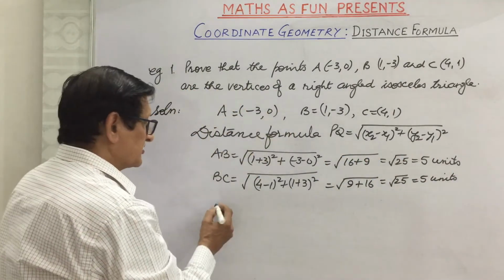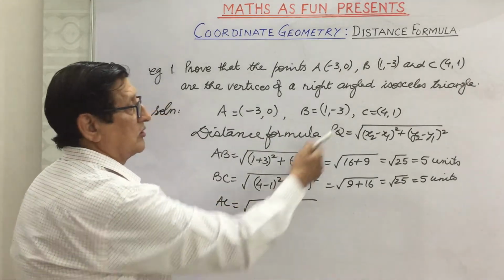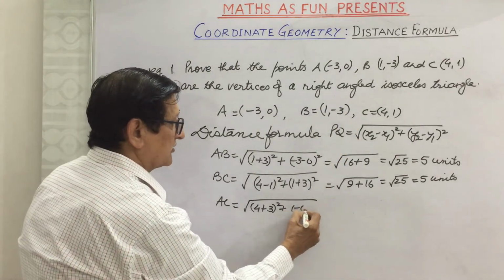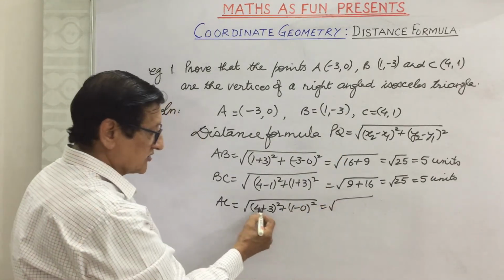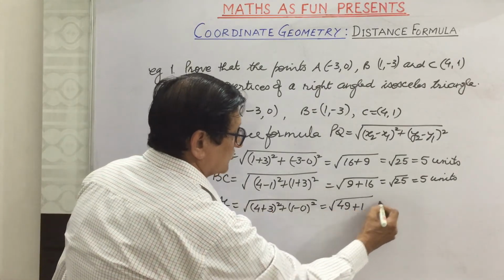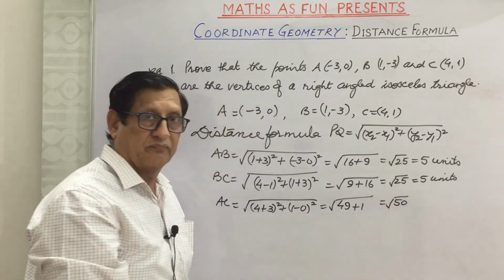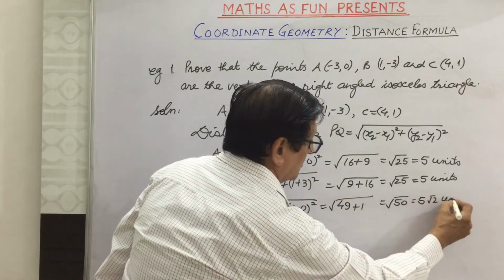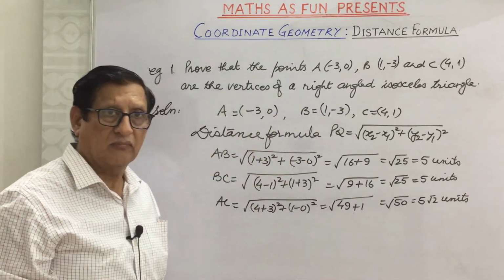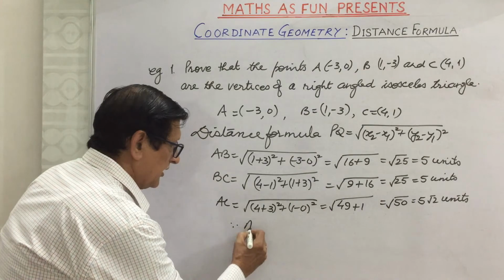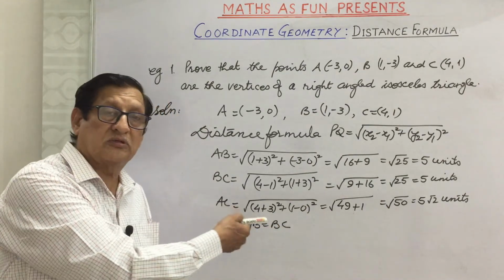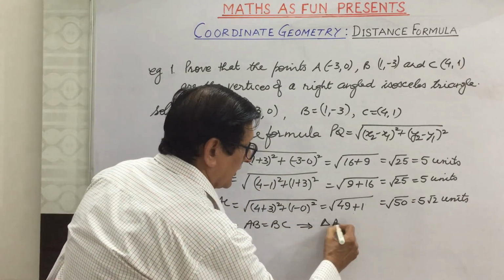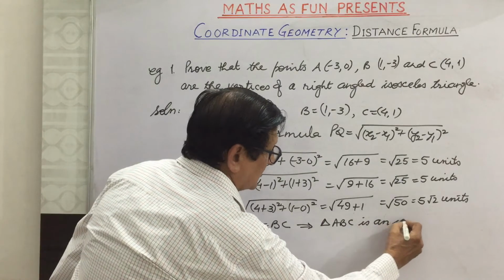Now we find side AC. AC is root of (4 plus 3) square plus (1 minus 0) square. This comes as 7 square, that means 49, plus 1, it comes as root of 50. This we know is 25 into 2. So we can write this as 5 into root 2 units. We find here AB is equal to BC. Two sides of the triangle are equal. Therefore, triangle ABC is an isosceles triangle.